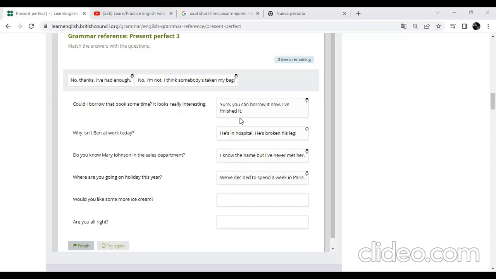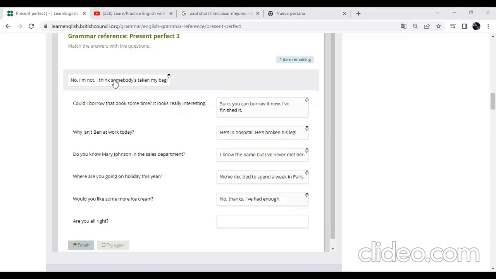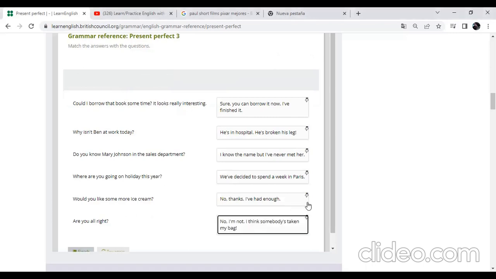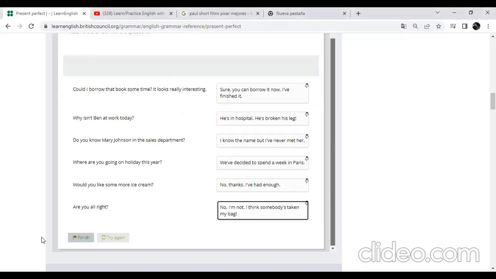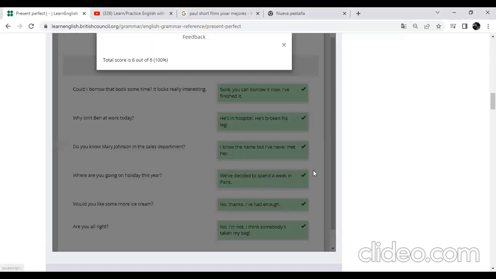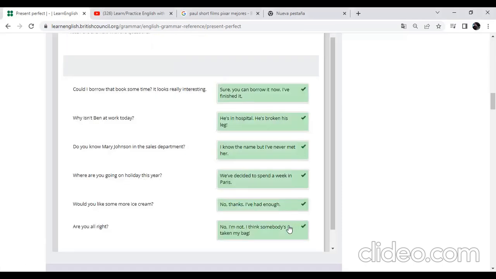Good job. And the last one. Are you all right? No, I'm not. I think somebody's taking my bag. Good job. Now, what do you understand? What is the meaning of this 's in the last sentence?